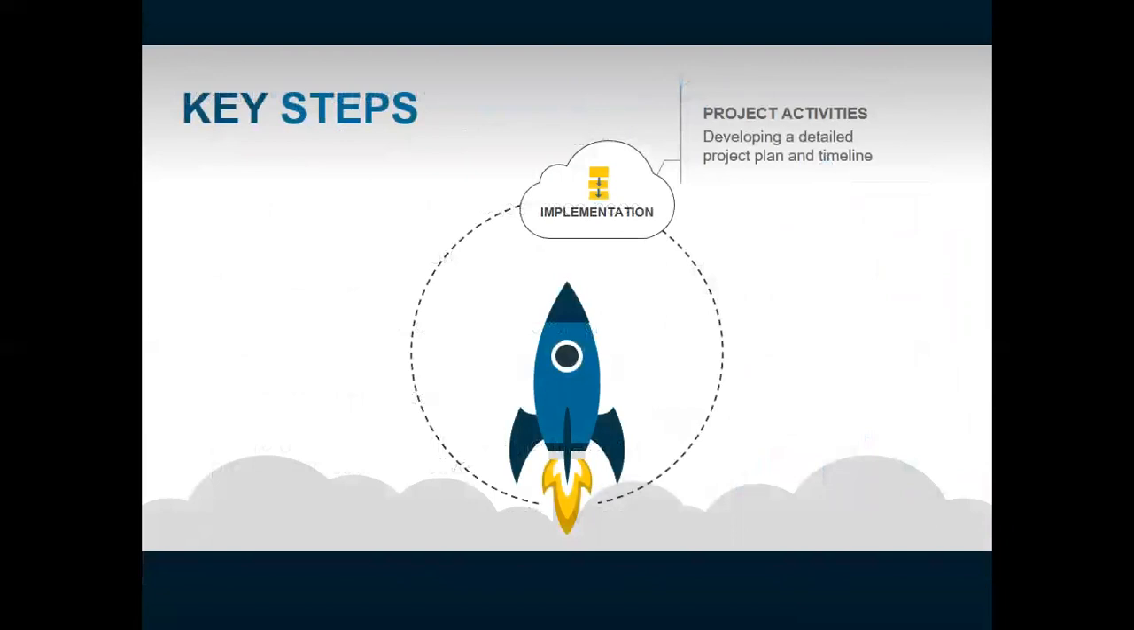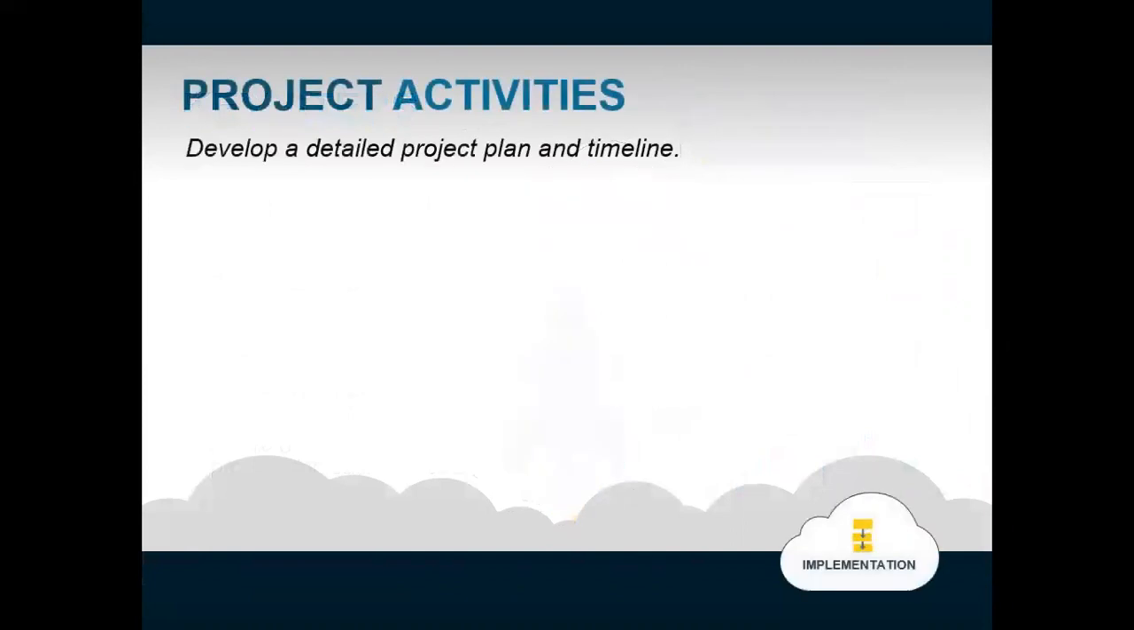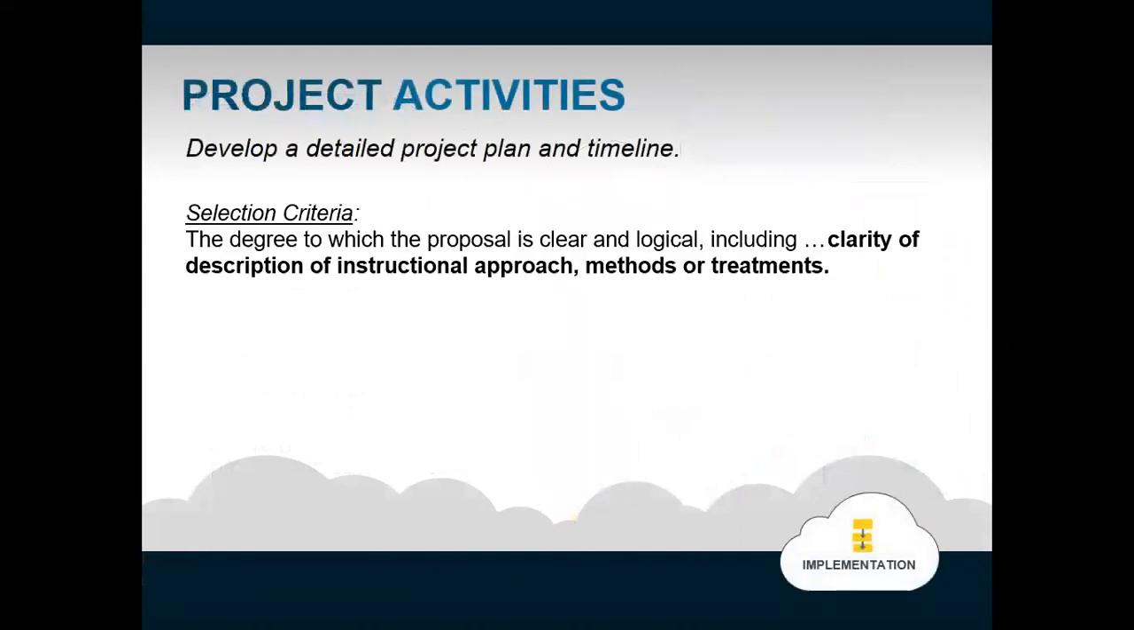As you move through to the implementation section, this section is very straightforward. Should not take a long time for you to complete this section. This is primarily just where you're going to be giving us an outline of how your project will be implemented, the detailed timeline for that, and your project plan. The criteria that's attached to that is the degree to which your proposal is clear and logical, and this is just the clarity of the description of your instructional approach, your methods, or your treatment. And I'll give you a very specific example of that.